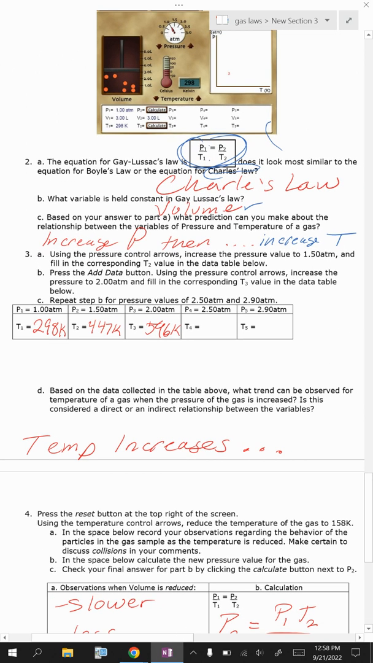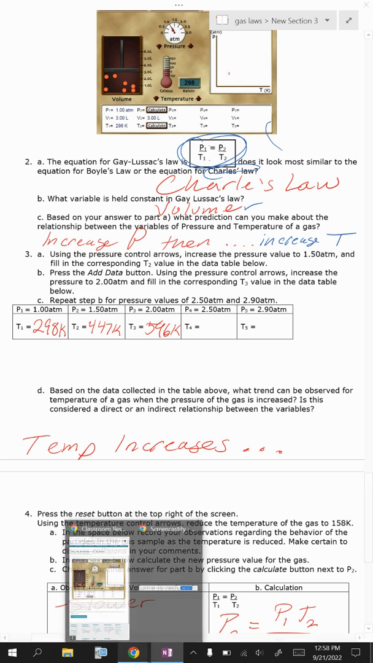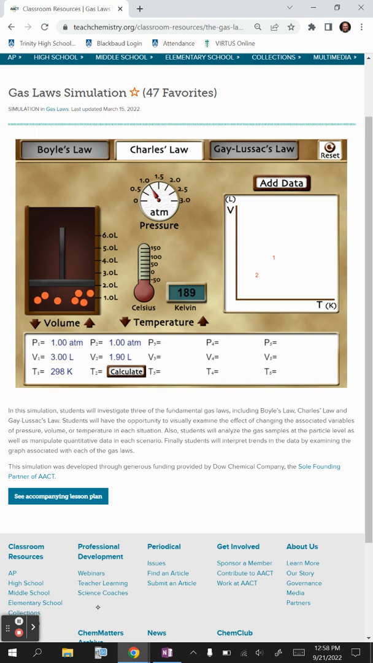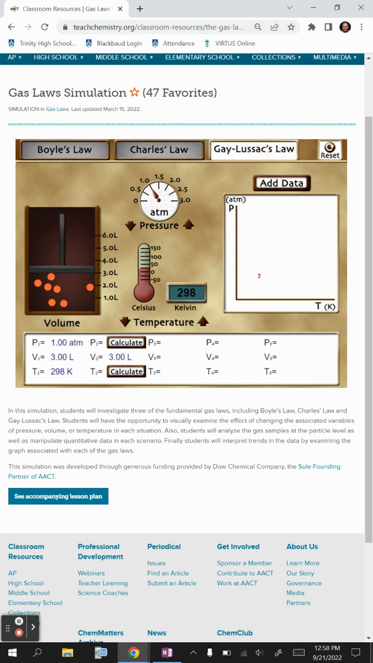So that is another example of a direct relationship. Let's get some data points plotted out on the sim. You're going to need to go here and go to Gay-Lussac's law, and you plot out your data points. It says pressure 1 atm, volume 3 liters, temperature 298.